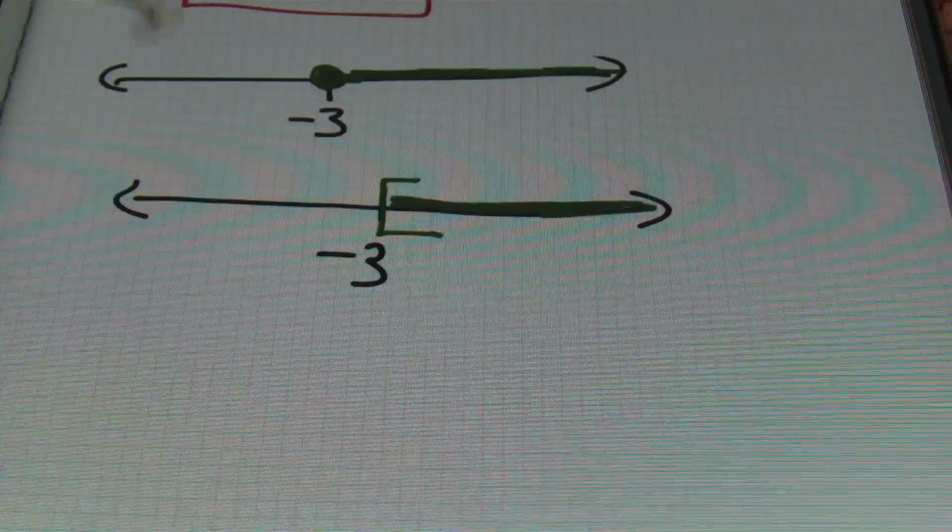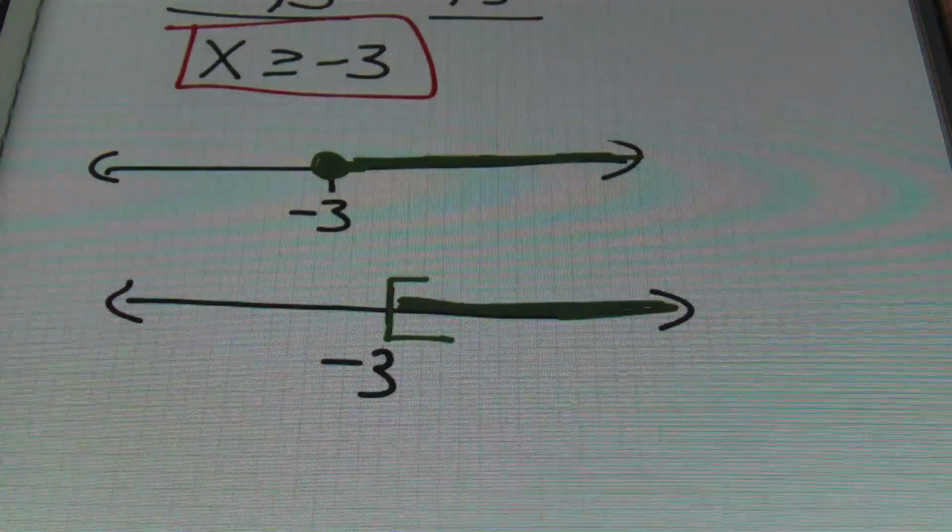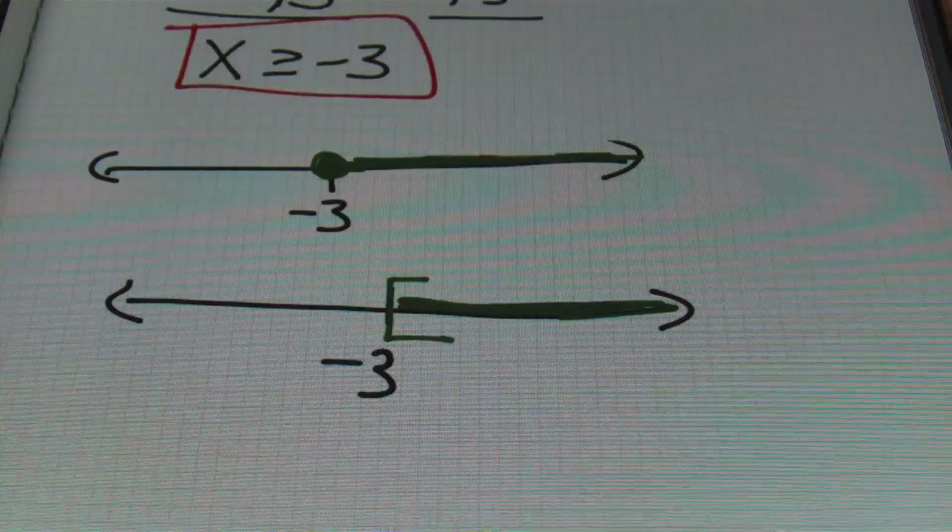All right. So next I'm going to represent my solution, x is greater than or equal to negative 3, in interval notation.